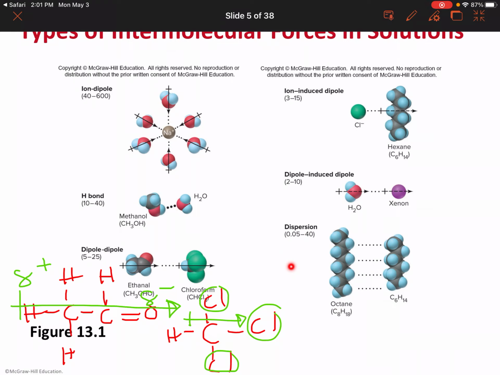And then the last one is the dispersion, which is the weakest type of interaction, but it exists in any kind of molecule.